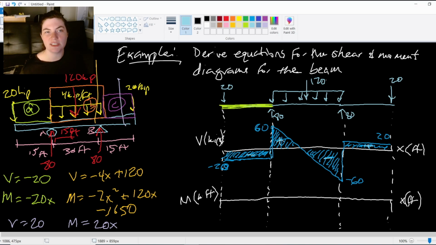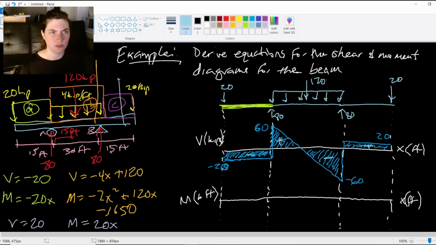But these are really helpful because now you can see where the inflection points are, where there is no shear, where there's a dramatic change in shear, right? These are really important things that can help us select a beam so that we don't cause our beam to fail. That's our shear diagram, and now we'll do our moment diagram.